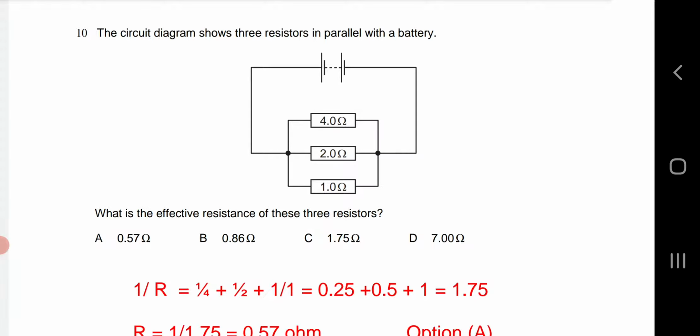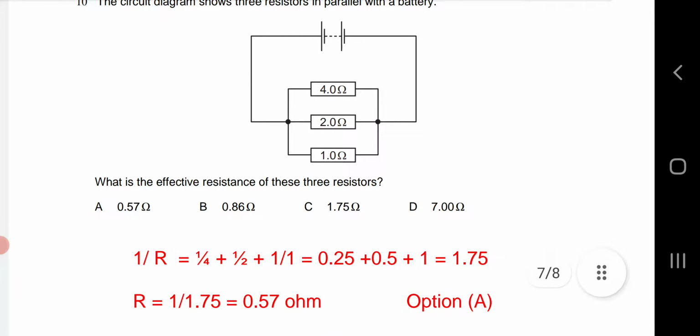And 1 over R is equal to 1.75. Now if you invert these two values, that is 1 over R is equal to 1 by 1.75, so R is equal to 1 over 1.75. And 1 over 1.75 is 0.57 ohm. It's option A.